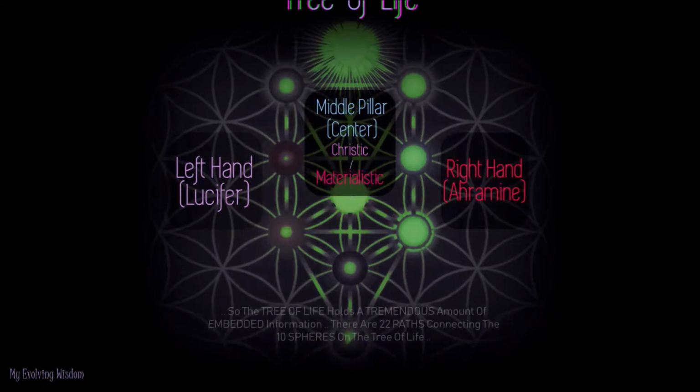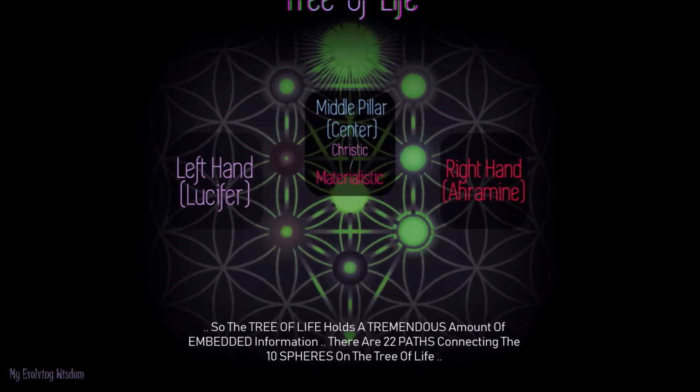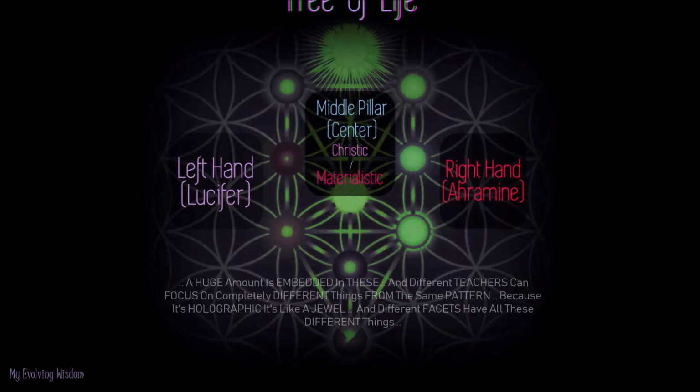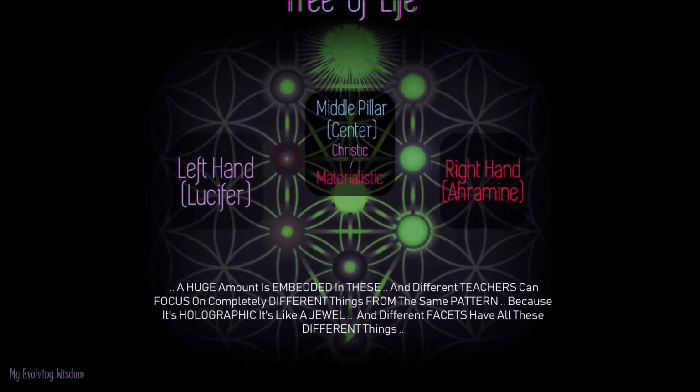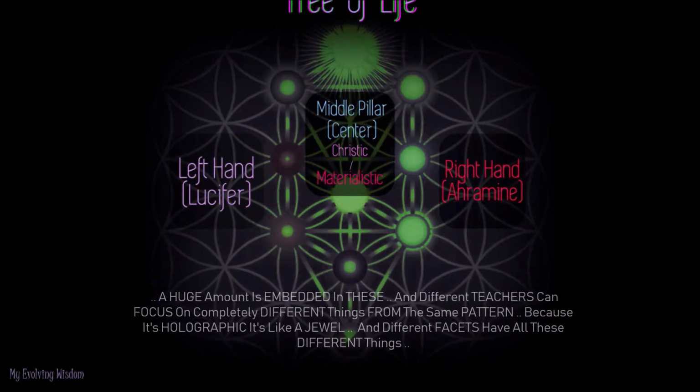So the tree of life holds a tremendous amount of embedded information. There are 22 paths connecting the 10 spheres on the tree of life. A huge amount is embedded in these, and different teachers can focus on completely different things from the same pattern. Because it's holographic, it's like a jewel, with different facets of all these different things.